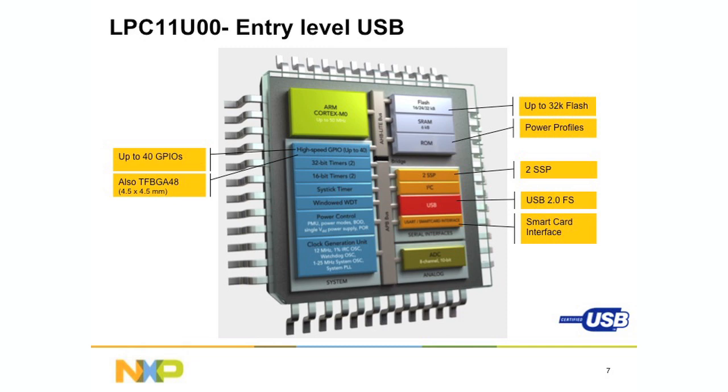Here is the block diagram of the LPC11U00. What you see in the chip is what you see on the slide here. It's a Cortex-M0 core running at 50 megahertz. In terms of GPIO, you have the option of up to 40 GPIOs in an LQFP package. We also have a TFBGA48, 4.5 by 4.5 millimeters, pretty small. And then in terms of flash, you have 16K, 24K, 32K, up to 6K of SRAM, and then the ROM. 2 SSPs, I2S, USB, USART, and the ADC.